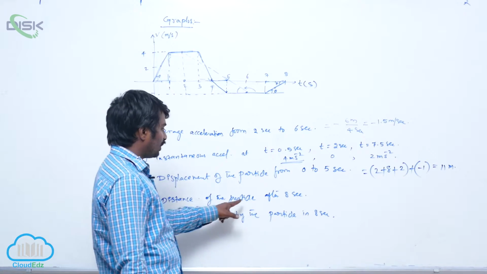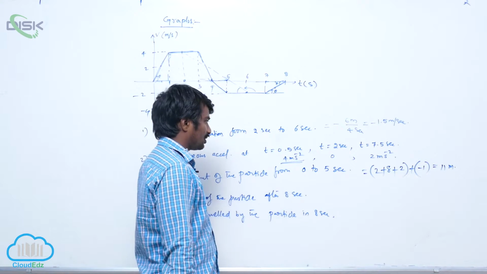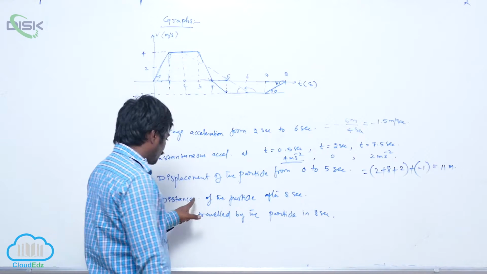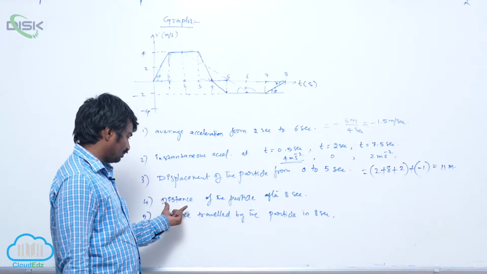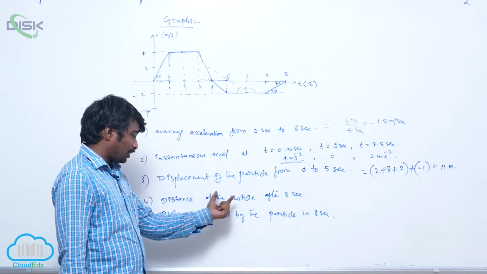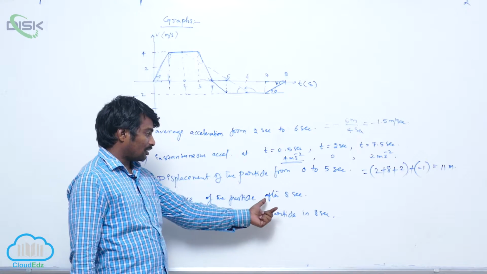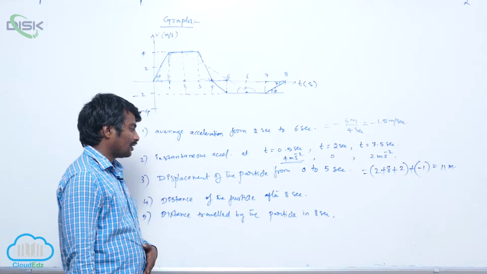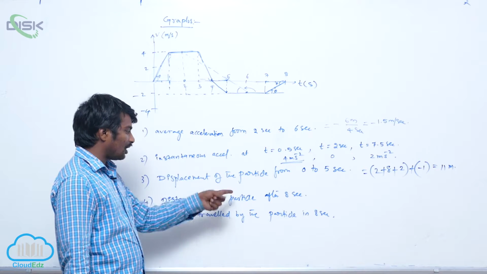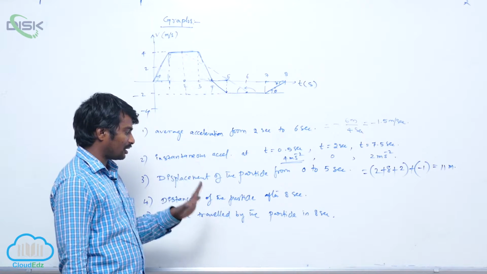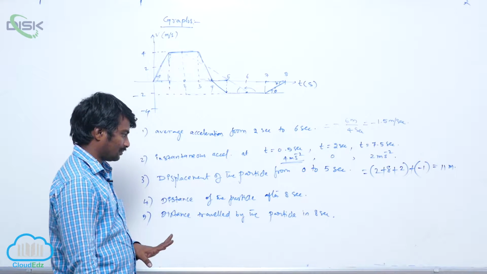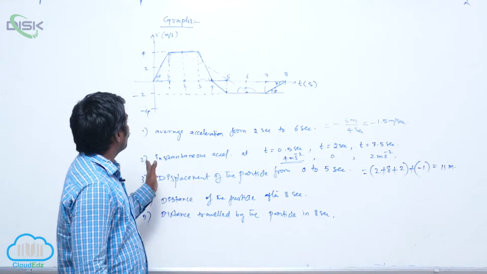Now, distance of the particle after 8 seconds. What do you mean by this? He has used the term distance of the particle after 8 seconds, which means at what shortest distance it is from the origin after 8 seconds. That means we have to calculate displacement in 8 seconds. So you can understand this.